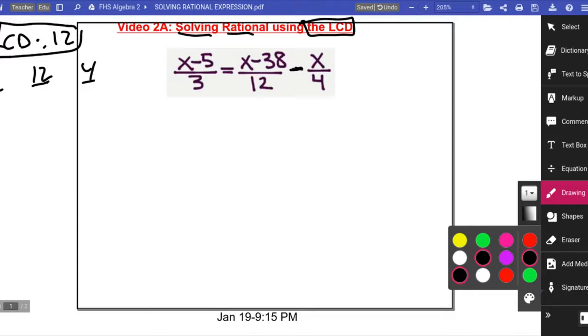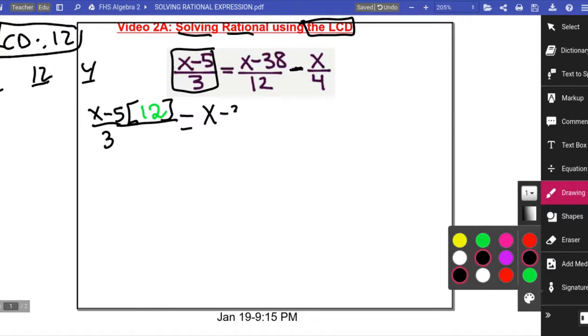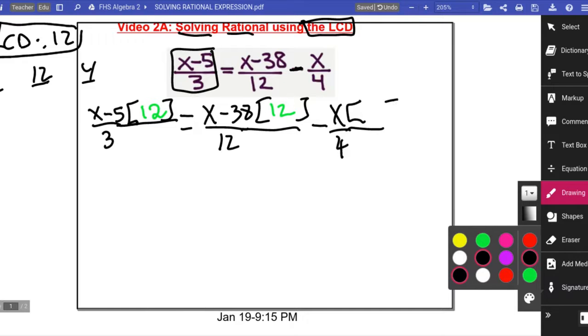So what you're going to do next is rewrite this. So I'm going to rewrite this over here. And I'm going to open up to put the LCD in here. All right. And the LCD is 12. And then on the other side, it'll be x minus 38 over 12, right? And let's not forget, I'm going to put my LCD right there, which is the 12. And then minus the x over 4. Again, I'm going to put my LCD, which is the 12.